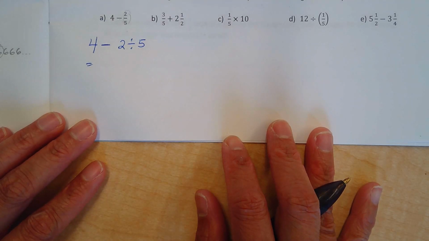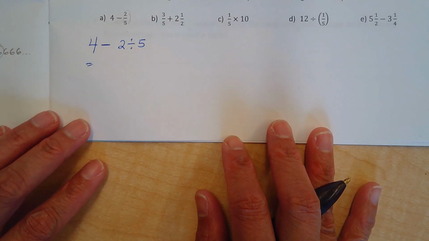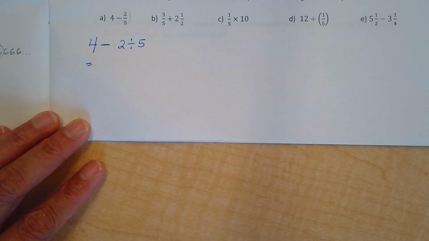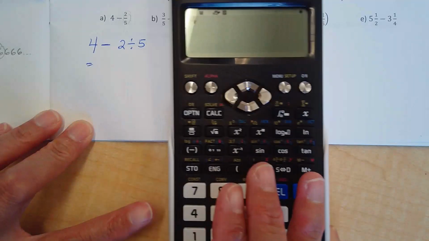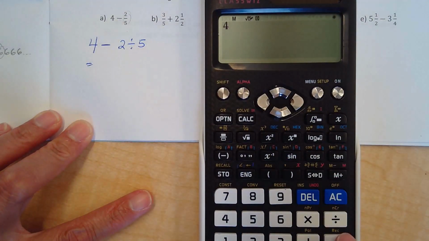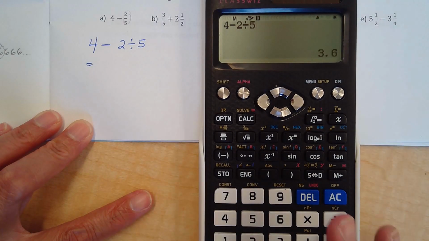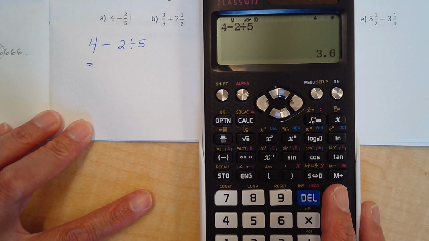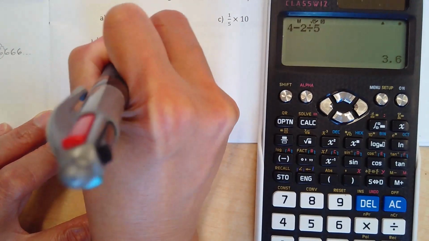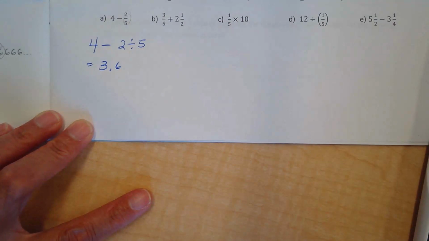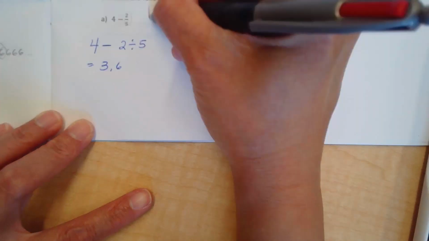3.6. Okay, is everybody okay? 3.6. It's going to be 4, take away 2/5. So take away 2 divided by 5. So it's 3.6. Okay, and that is D.